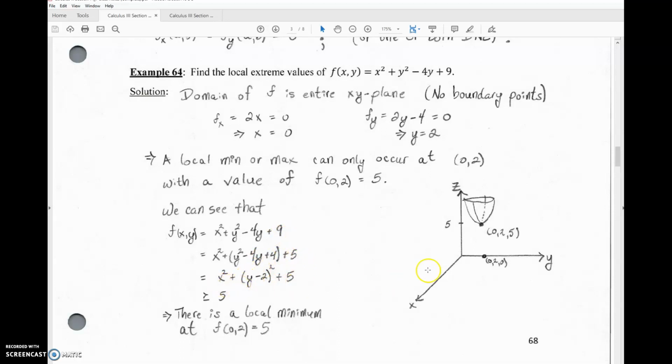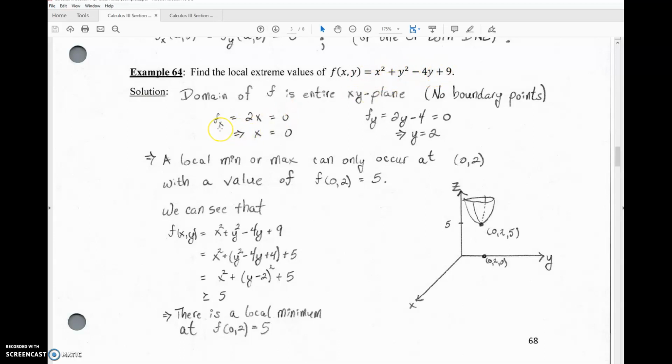So this is a paraboloid, and you can see that it has an apex, or vertex, at (0, 2, 5). Okay, so that's always going to be greater than or equal to 5, and that's why I didn't need any further information to know I had a local minimum. But going back, the domain of f is the entire xy plane. We have no boundary points. There's no values of x and y that can't be plugged into here.